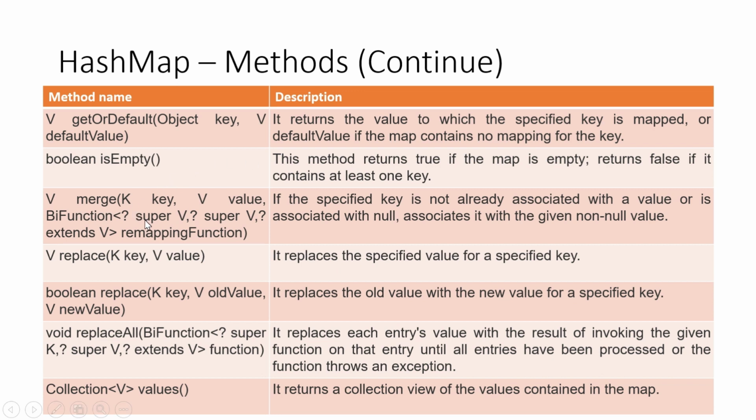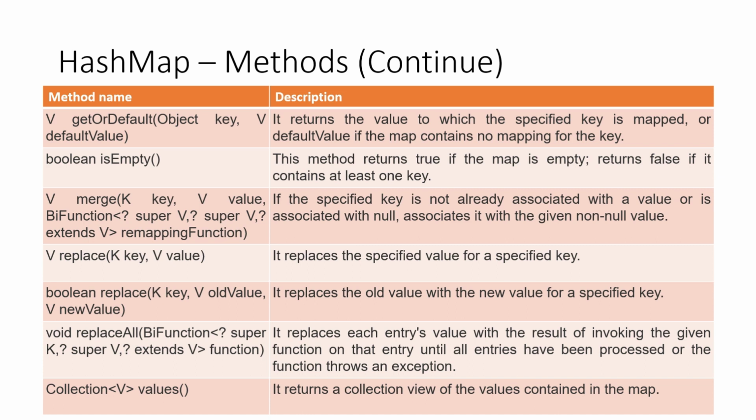Merge, so if the specified key is not already associated with a value, or is associated with a null, it is associated with the given not null value. So let's say there are two maps, we can merge two maps into one. How it will be merged, that I can explain in the example section.